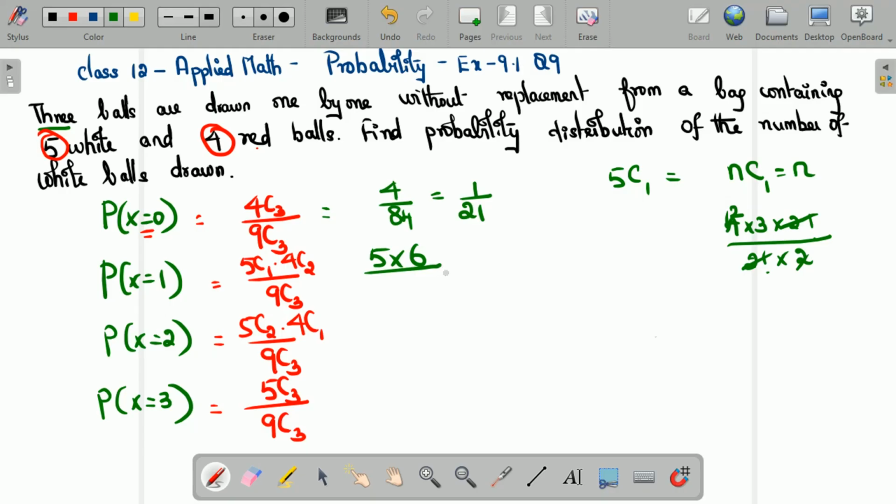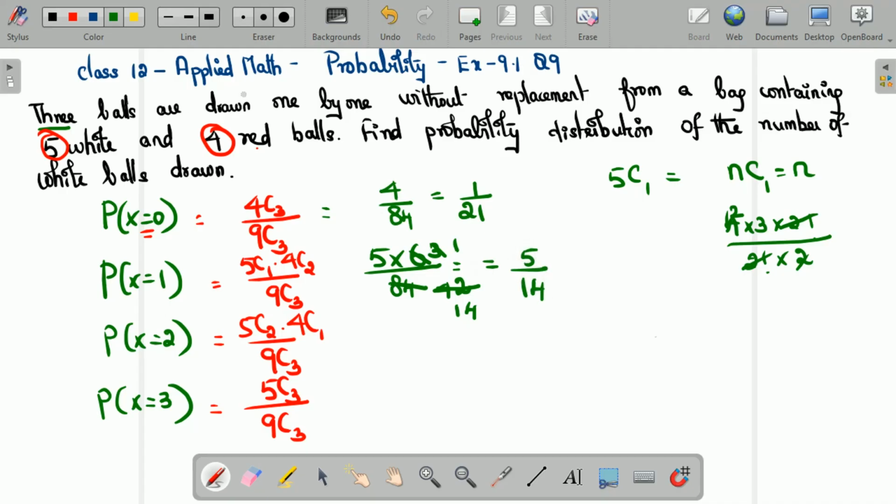The whole thing is divided by, again, 9C3. We previously computed 9C3 to be 84, right? So I'm going to substitute that 84. Now you can simplify further, 2 tables. So this will be 3, and this will be equal to 42. Again, you can strike out. So this is going to be 1, and this is going to be 14. So the simplest form is 5 by 14.